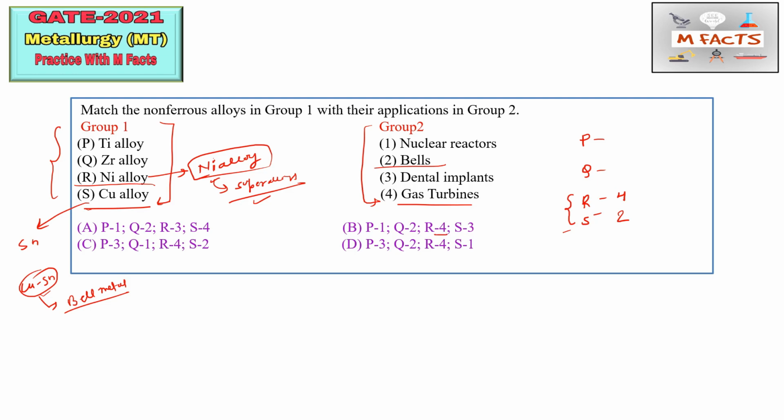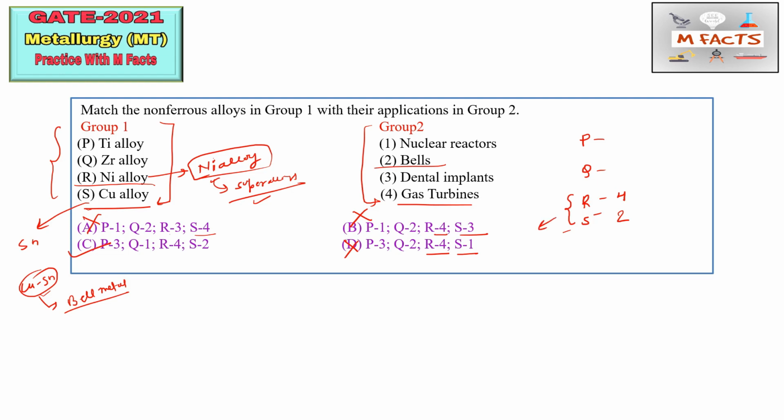So this R is 4, S is 3. So you can cross this option. This is wrong. R is 4, S is 1. So this is also a wrong option. Okay, and next one is that R is 3 and S is 4. So this is also wrong. Okay, so now we have the remaining option. So this is correct. This is another way of doing matching questions.